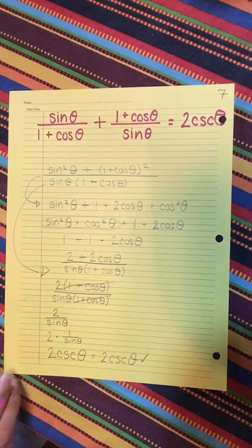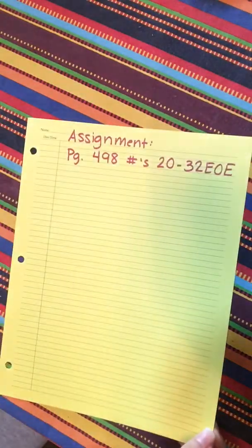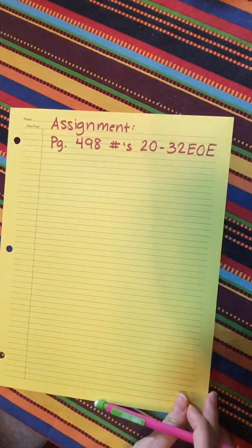Done. All right, so your assignment for tonight is going to be on page 498. It's going to be numbers 20 through 32, every other even. So you're not doing a whole lot of them, but you have to show all of your steps, Tanner, all of them. And you just take the left-hand side, use algebra, use your fundamental trig identities, force it to look like the right-hand side, but never actually touch the right-hand side. Good luck.